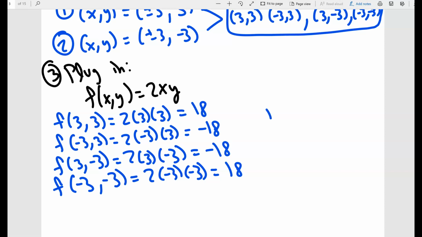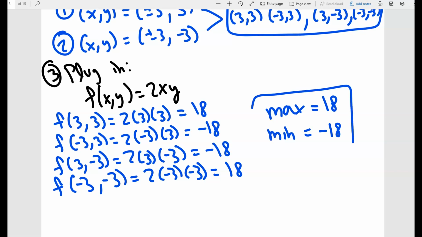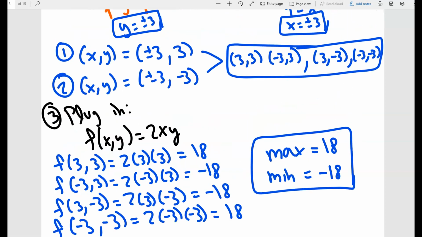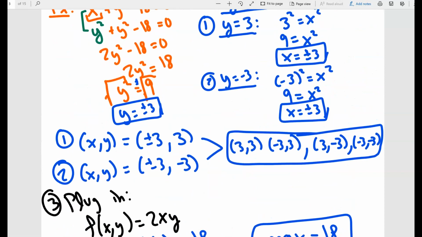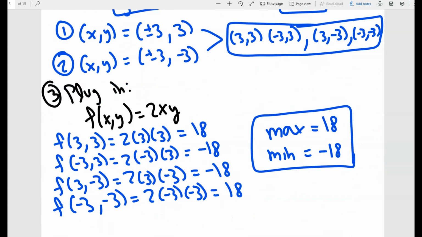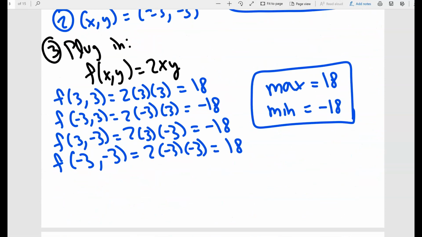All right, so my maximum, which is the biggest number? The maximum is going to be 18 because that's the biggest number. And then my minimum is going to be negative 18 because that's the smallest number. So that's my maximum and that's my minimum. So same thing. We just ended up having a little bit more points with step number 2. But then afterwards, same thing. We just plug it back in to figure out our max and our min.